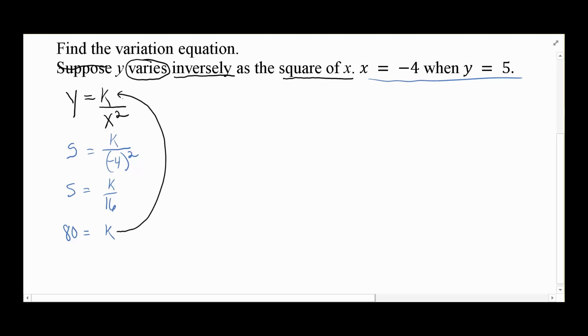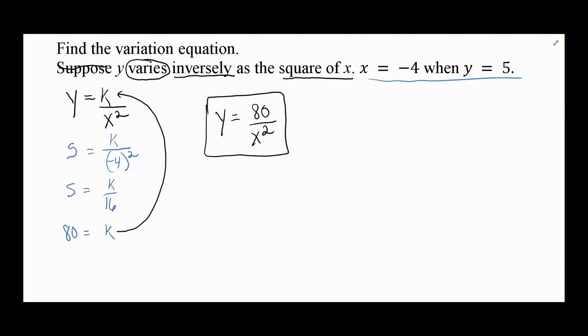Now we just plug this back in and say, let's replace the k with an 80. And that's our final answer. Our variation equation in this case is y equals 80 over x squared.